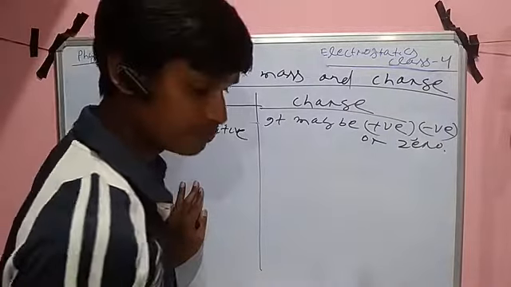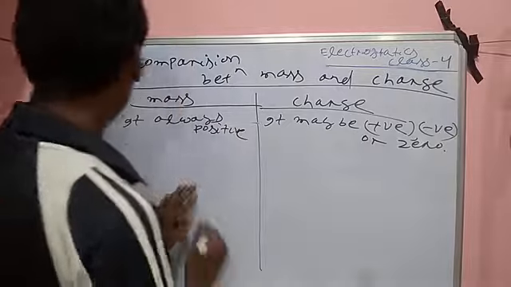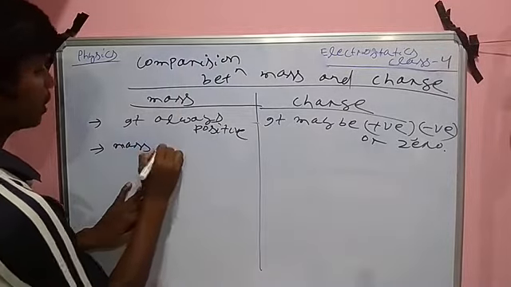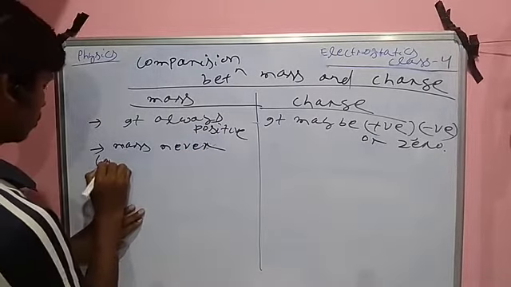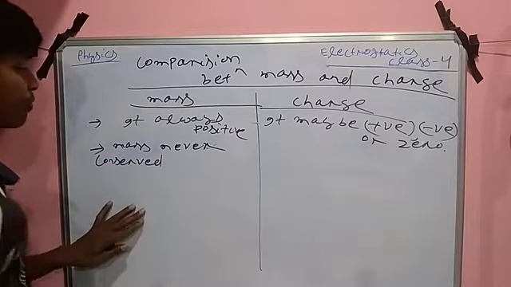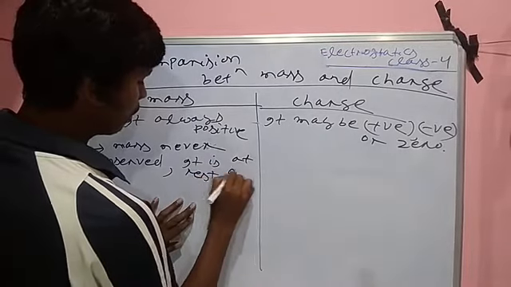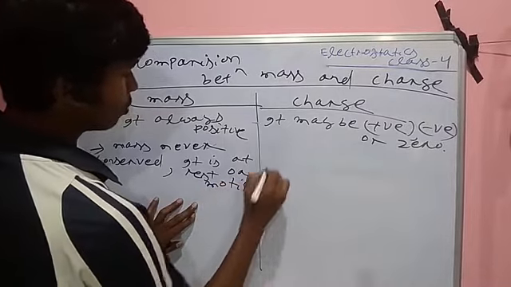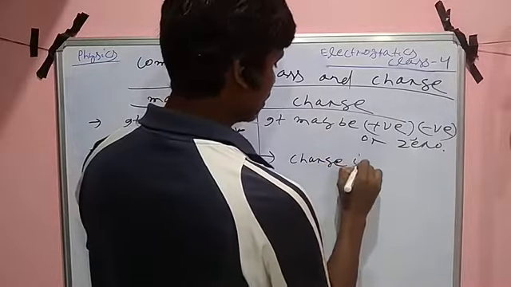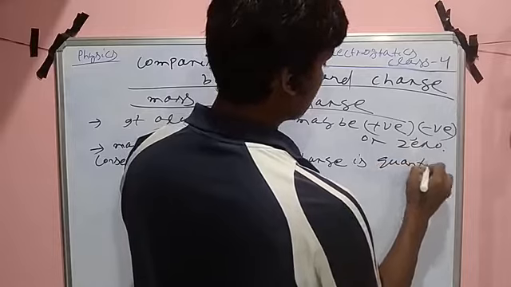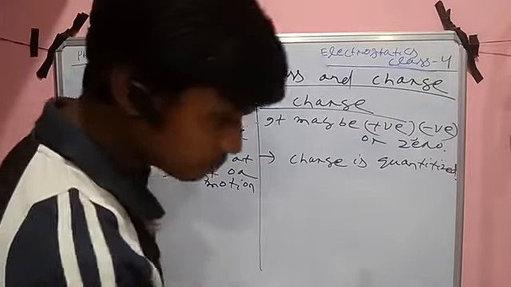Mass is never conserved in the sense that it is only for an object at rest or in motion. But charge is quantized. Charge is quantized. Yes or no?